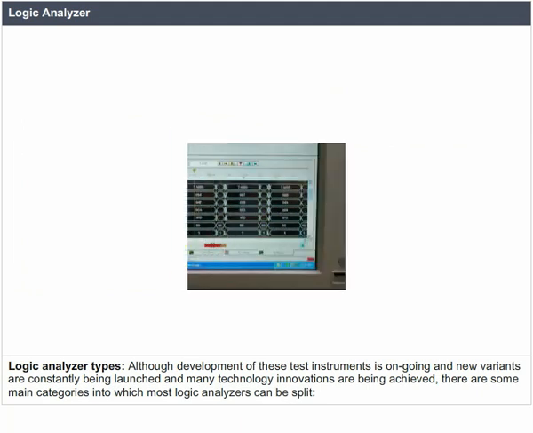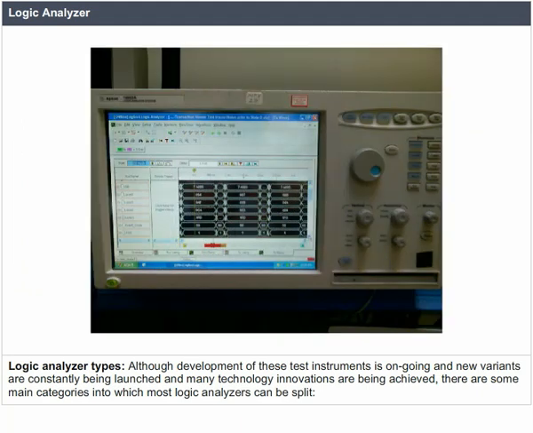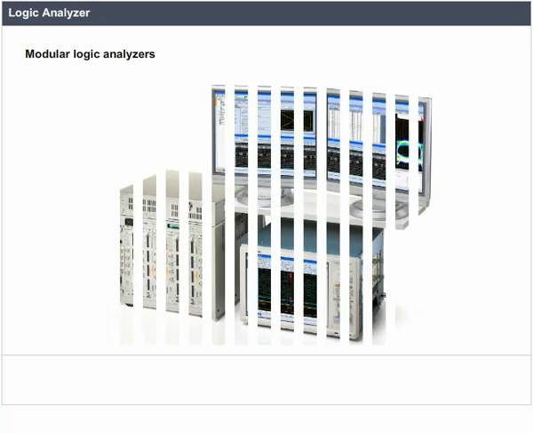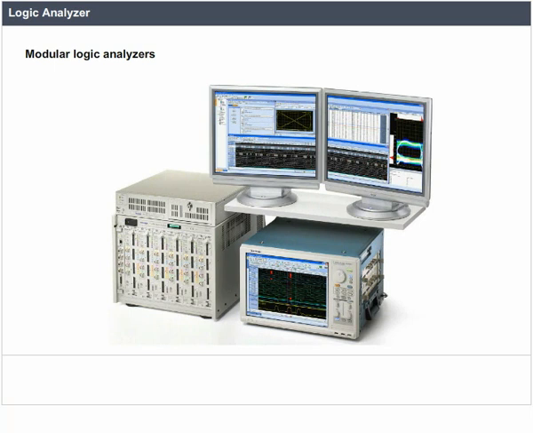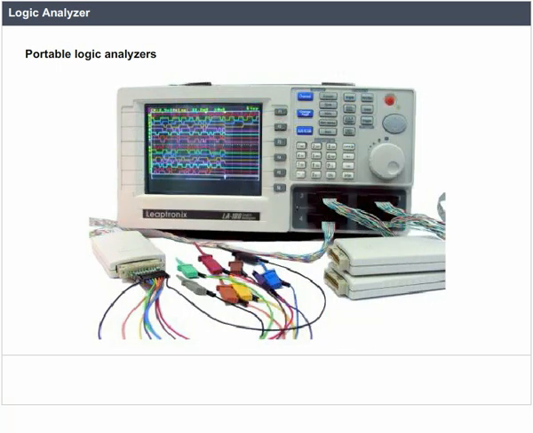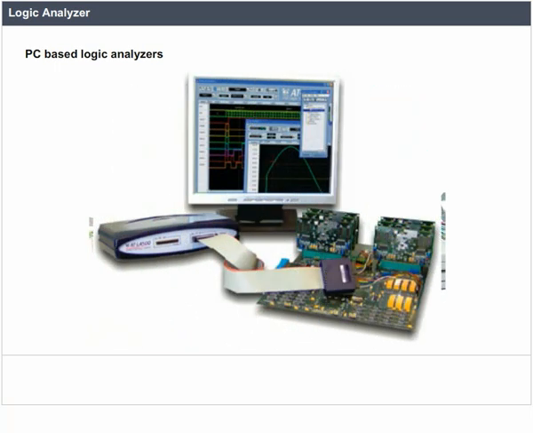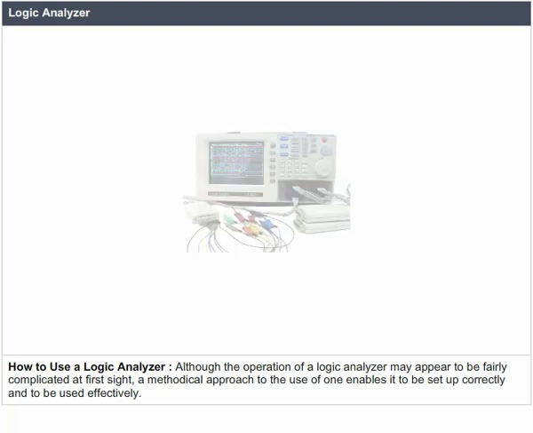Logic analyzer types. Although development of these test instruments is ongoing and new variants are constantly being launched and many technology innovations are being achieved, there are some main categories into which most logic analyzers can be split. Modular logic analyzers, portable logic analyzers, PC-based logic analyzers.